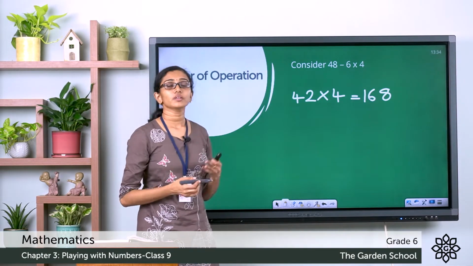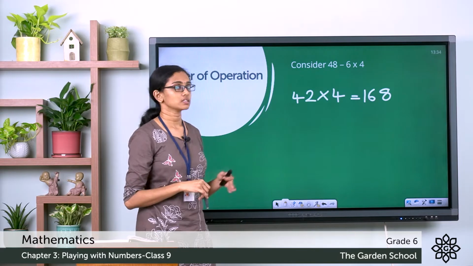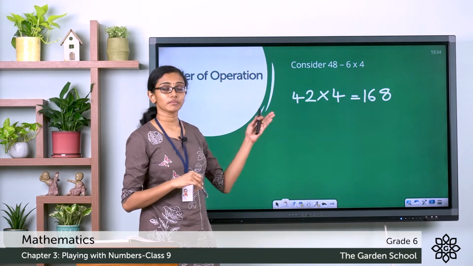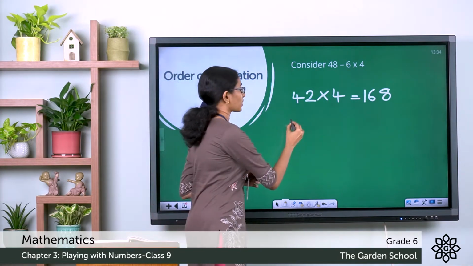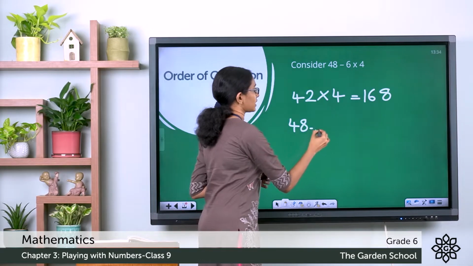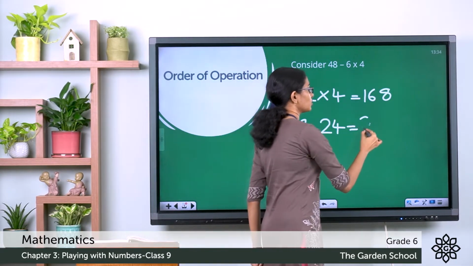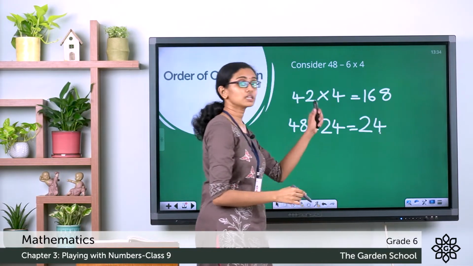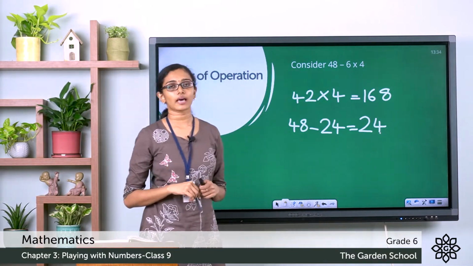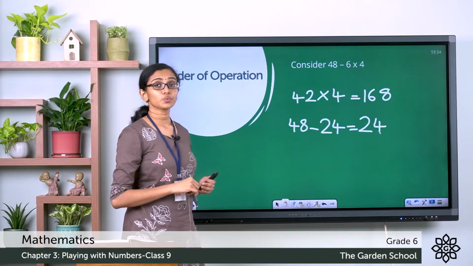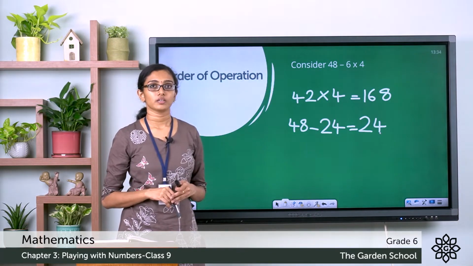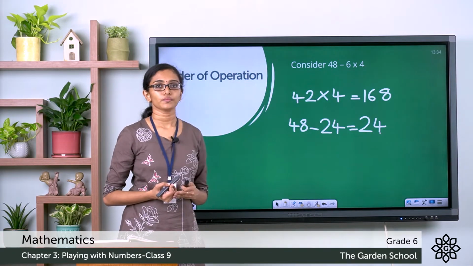Now, what if we do the multiplication part first? Then the given statement would become 48 minus 6 4s are 24, which is equal to 24. See, here also we are getting two different answers. So which one do you think is the right one? Which is the order we should follow?